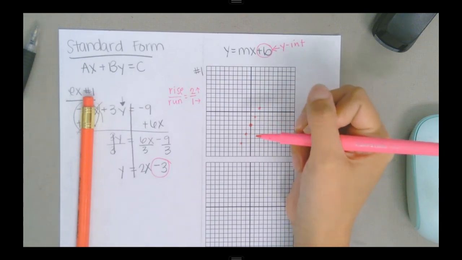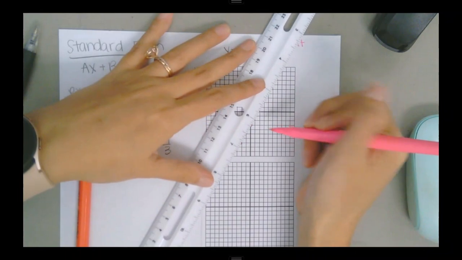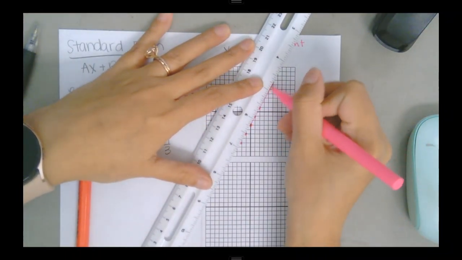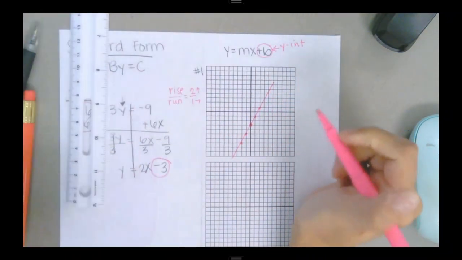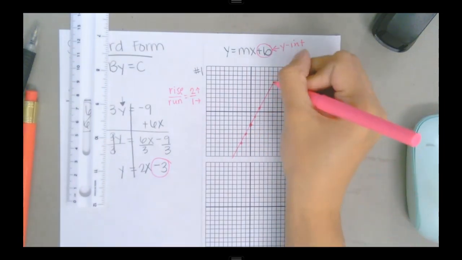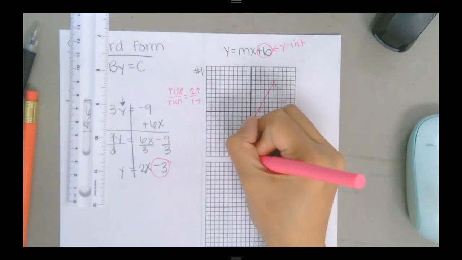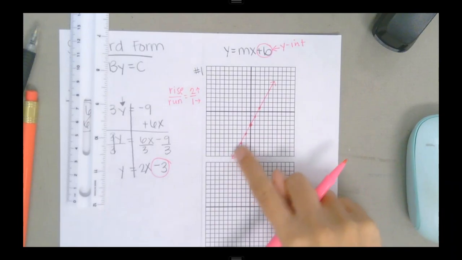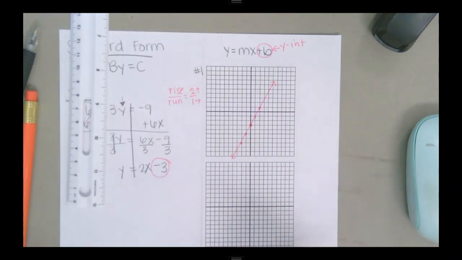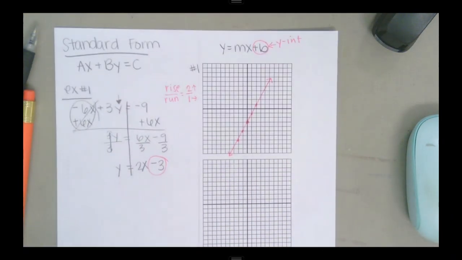So once I have that, then I can go ahead and draw my line that connects them. And when we draw our graphs, we want to make sure that we put arrows on the end of them, because that tells me that this graph goes on in both directions. Okay, it's going to keep going in both directions.